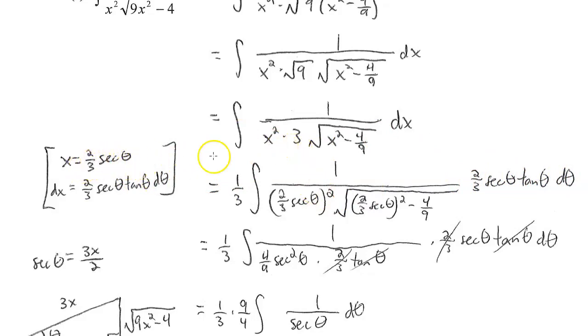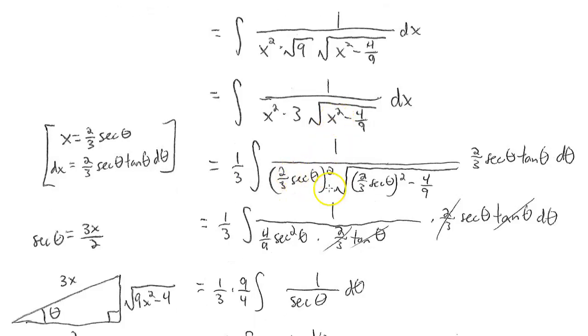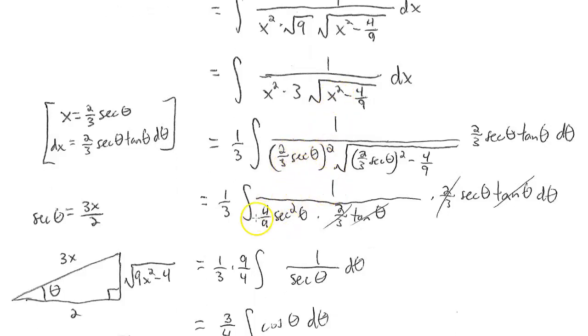So we have 2/3 secant theta plugged in for x here and also for x there. When we work things out, this becomes 4/9 secant squared theta, and this whole thing here is going to simplify down to 2/3 tangent theta. You could write out all the steps if you want. But remember back at the beginning, when you make the substitution x equals a secant theta, it always simplifies to be a tangent theta. And our a in this case is 2/3.